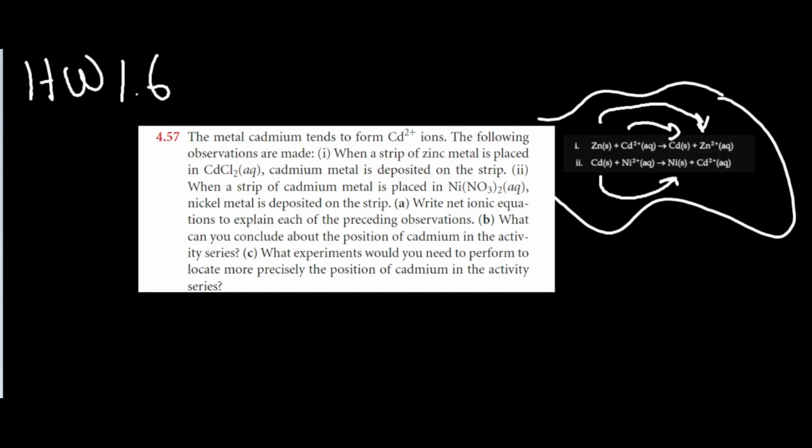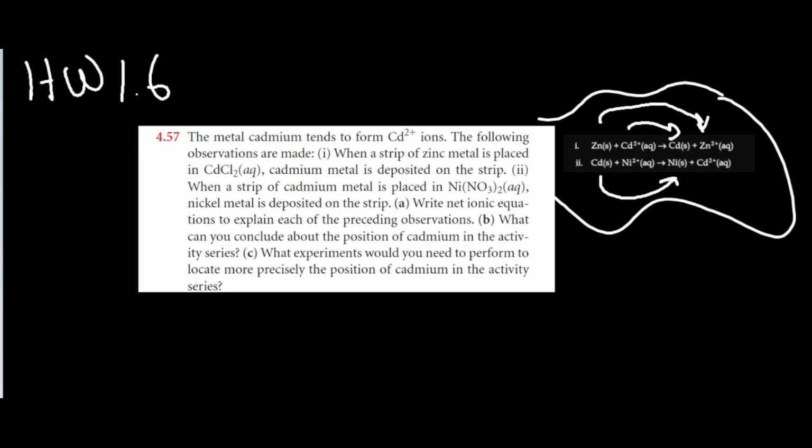Okay, the metal cadmium tends to form cadmium 2+ ions. The following observations are made. One, if you put zinc metal with cadmium chloride solution, cadmium metal is formed. And two, if you put a strip of cadmium metal in nickel nitrate, nickel is being produced. So with this, we're expected to make a net ionic equation.